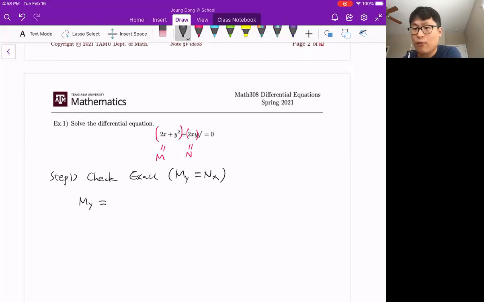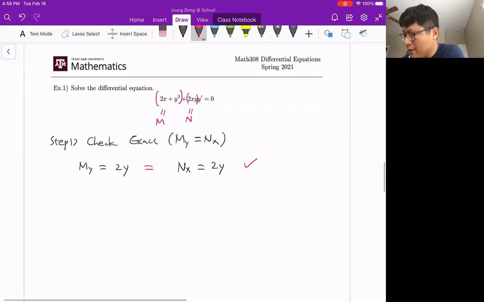Then we take the derivative of y squared only, and the derivative of y squared is 2y. That's it. And what about N_x? For this derivative, we consider y as a constant, so 2xy can be written as 2yx, and the derivative of 2yx is 2y. Ooh, they are equal to each other. Then we can say it is exact. Then we have to find the psi function, right? What was the psi function again?